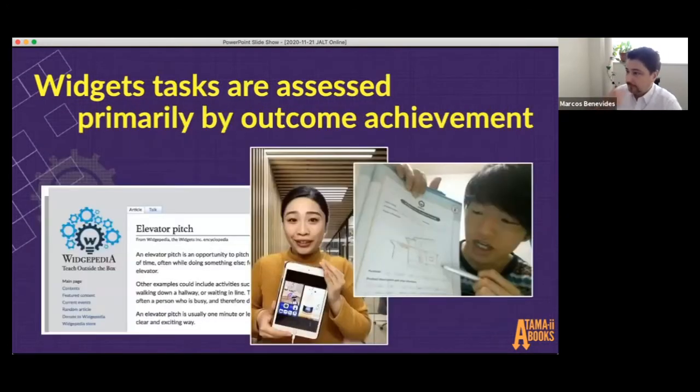And then finally, this other point of assessment is really important to the course. Students are assessed primarily by outcome achievement, which means that you're not looking at language forms in order to perform assessment. You're looking at whether they have done the task adequately enough to be considered, well, adequate achievement of that task.